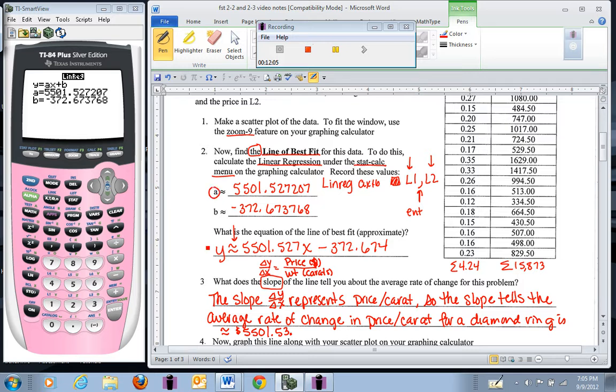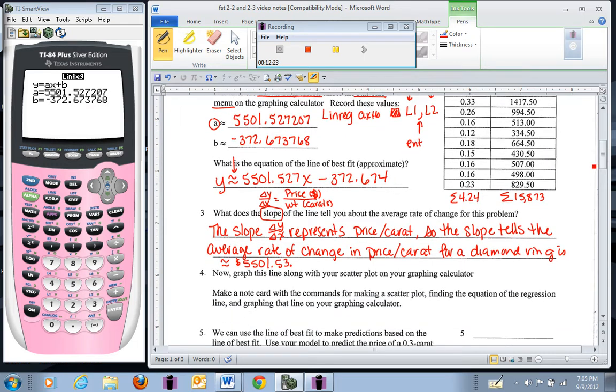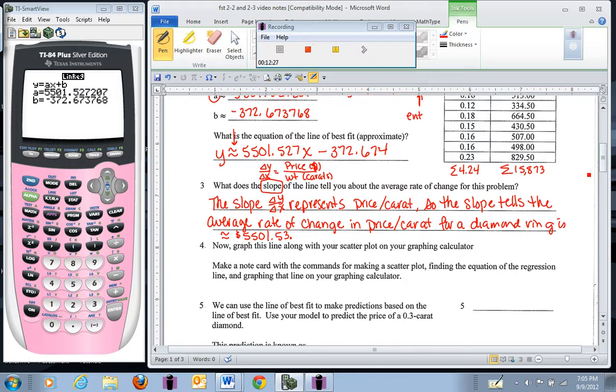it's telling us that the average rate of change from 1 carat to the next carat to the next carat and so on would be approximately $5,501.53. Now the next thing it wants us to do is to graph this line along with our scatter plot on our graphing calculator. I'm going to show you how to do this, and then we'll make a note card with those commands on there for making that scatter plot so you can find that equation of regression line anytime you want to by yourself.